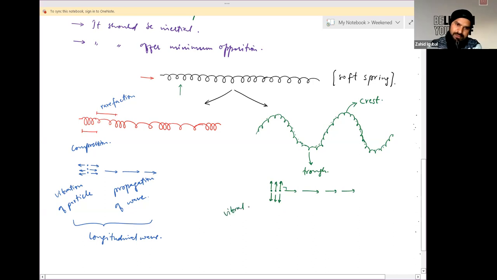This is vibration of particle, and this is propagation of wave. So this type of transfer of energy and momentum from one point to another is called transverse wave.